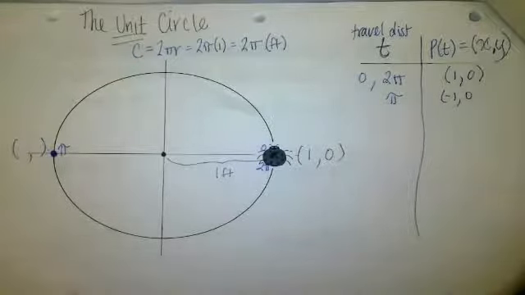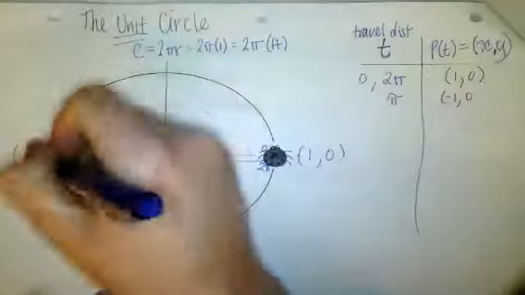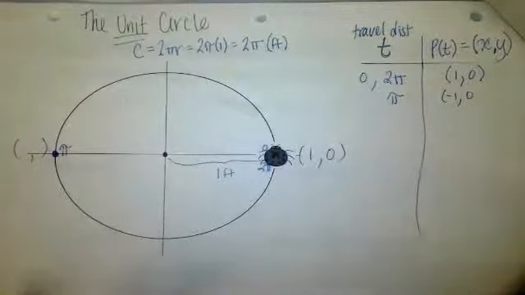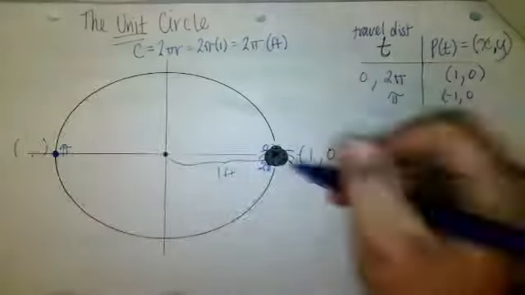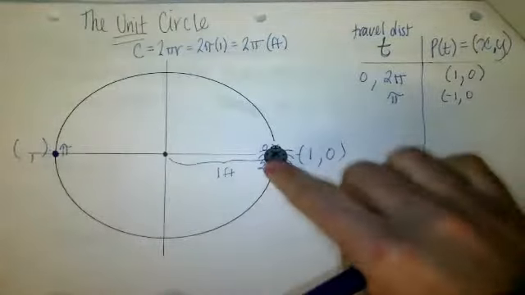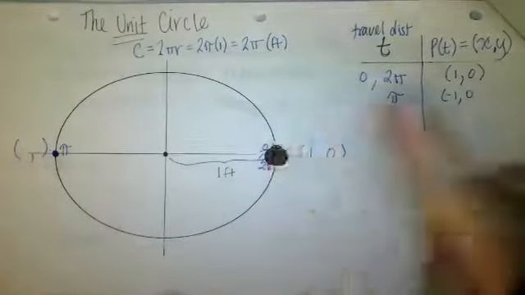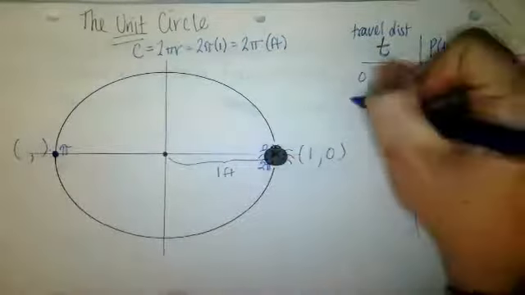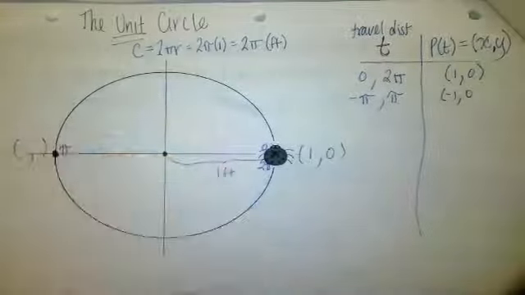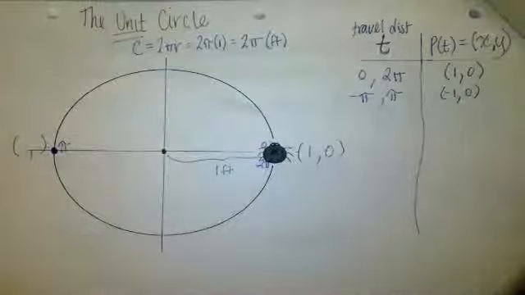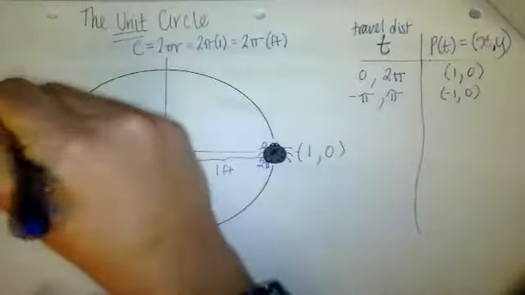Well, wait a minute. Now she's learning a new trick. Not only can she go in the positive direction, but now she can go in the negative direction, right? So she could turn around and go the other way now. I want her to land here. So how do we tell her to turn around? Negative pi. Okay, so negative pi would also land her at this spot here, negative 1, 0. Okay, very good, ladies and gentlemen. Negative 1, 0.